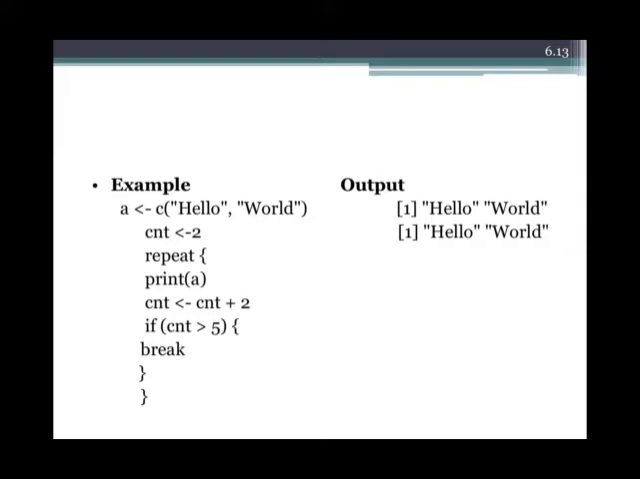We repeat the loop again, and then we print the value of a and increase the value of the count by 2. It started with the initial value of 2, became 4, now it becomes 6. 6 is greater than 5, so the condition is true and we break out of the loop.